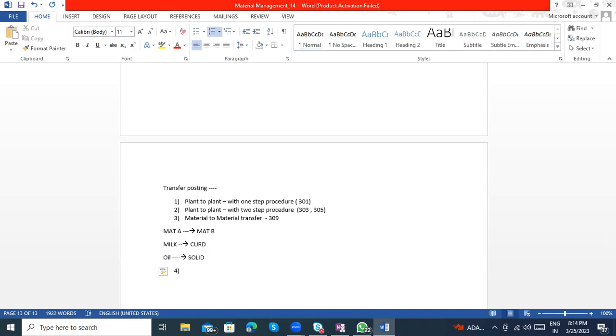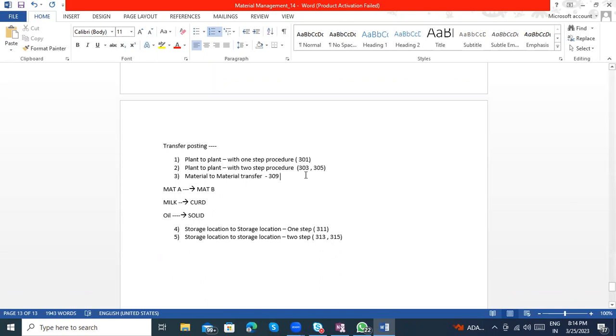Now the next one is storage location to storage location transfer. We can do a one step procedure, and we can even do the two step procedure. If it is a one step procedure, we can use the 311 movement type, and if it is a two step procedure, then it will be 313 and 315.